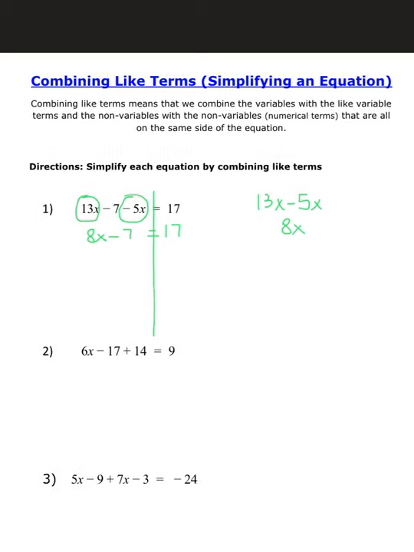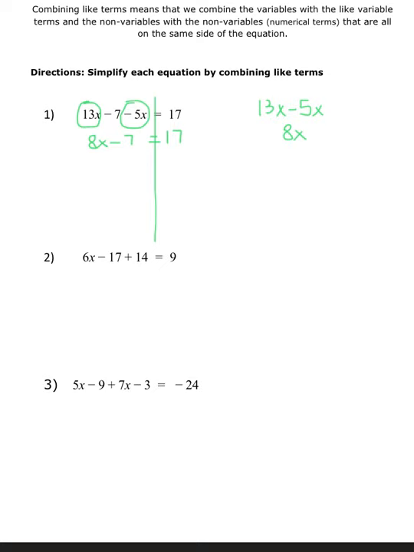Now I'm going to move on to the next equation. So number 2 says 6x minus 17 plus 14 equals 9. So let me start here looking at the side that has the variable and all the terms. There's only one x term, but I do notice that there's a negative 17 and a positive 14. Those two numerical terms need to be combined. So I'll take those over here to the side.